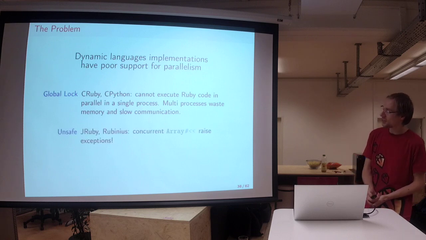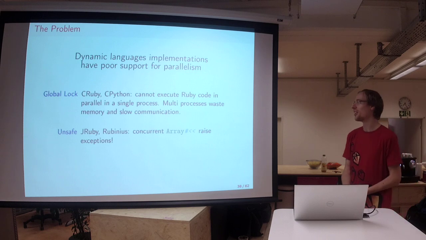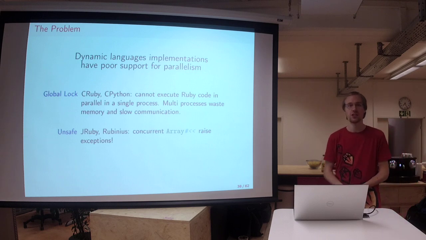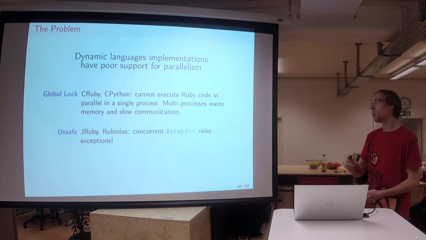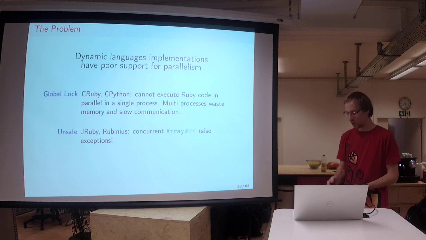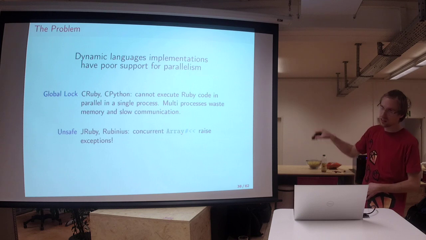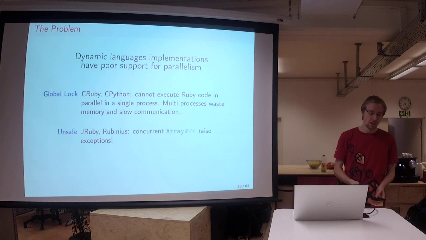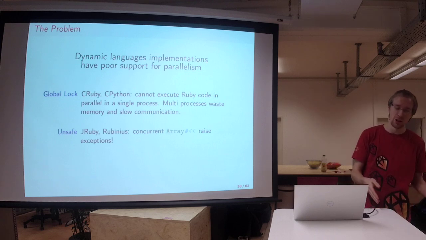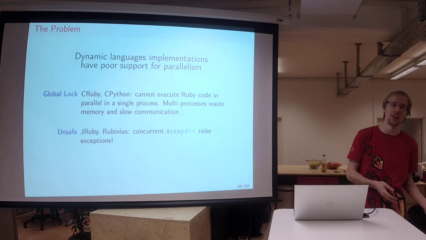Then the second category, which is more interesting, is what I call unsafe, where JRuby and Rubinius are. They actually allow Ruby threads to run in parallel, but they give up on important guarantees. So for instance, if you call array append concurrently on the same array, you might get an exception. That's a problem, because in the documentation, array append appends one element to the array, and not, oh, might throw an exception.